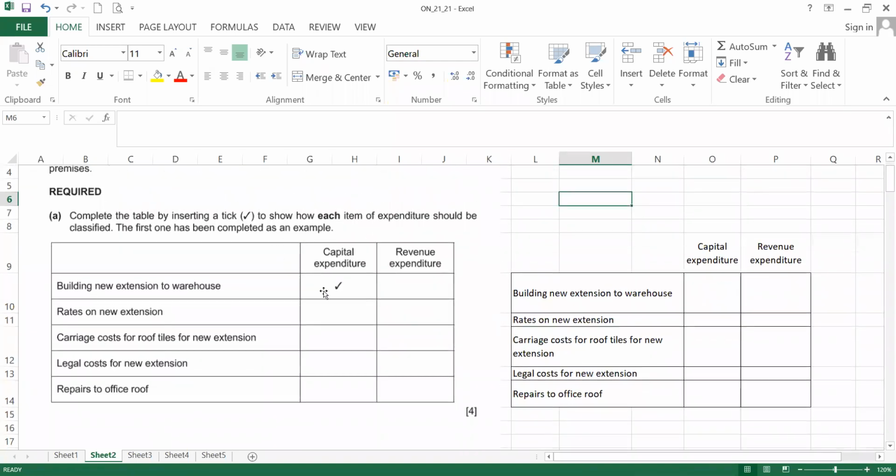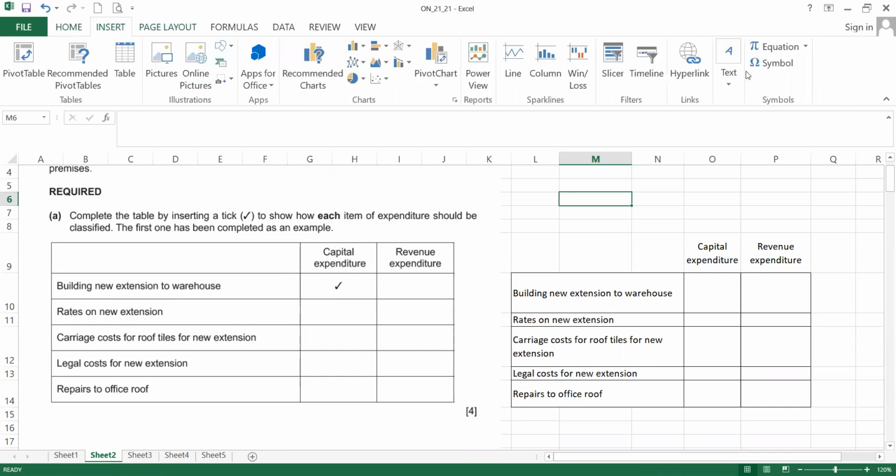Okay, capital expenditure, revenue expenditure. Capital expenditure is the expenses and money spent on the purchase, installation or expansion of a non-current asset. Revenue expenditure is the money spent on day-to-day expenses. Now here, build new extension to warehouse. This is capital expenditure.